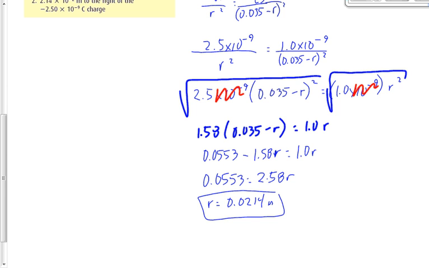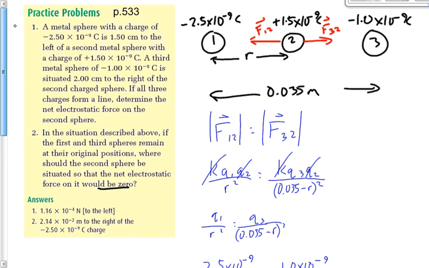How do you know which charge it has to be more to the right of, as opposed to this distance? Well, we could have found that distance. We could have called that R. If we had called that R, then this would have been 0.035 minus R. What do you think we would have gotten if we had solved for that distance?